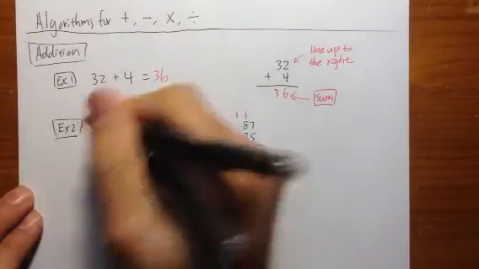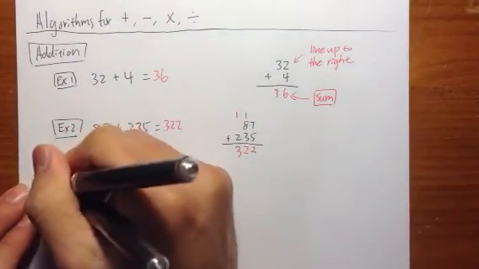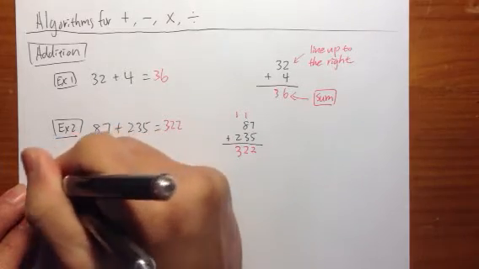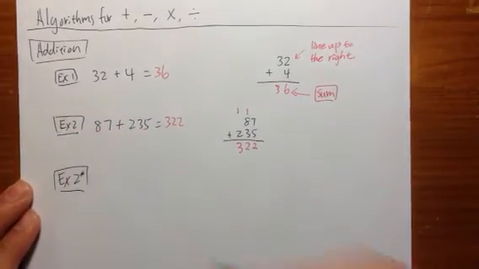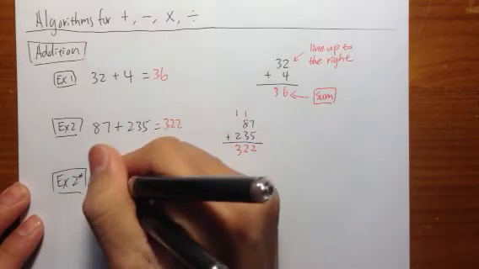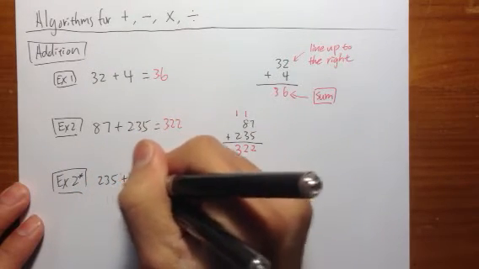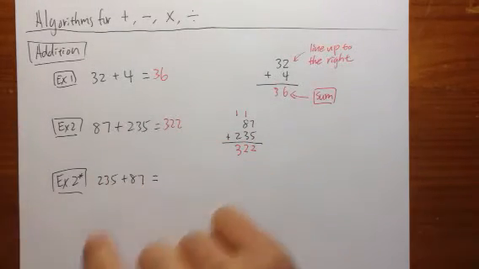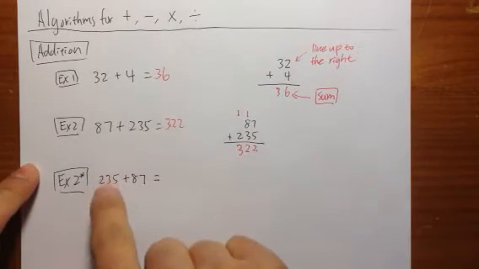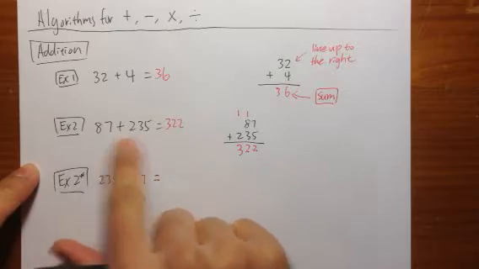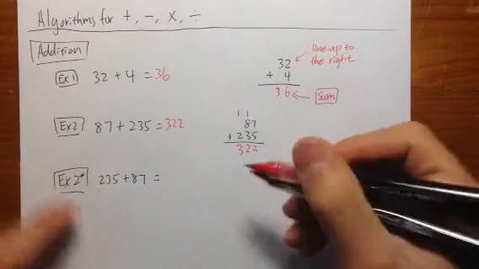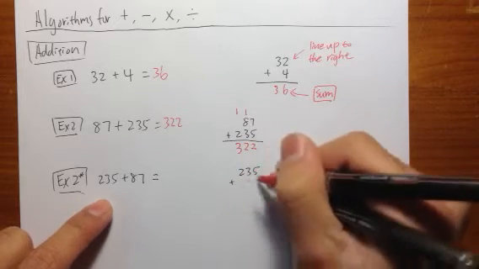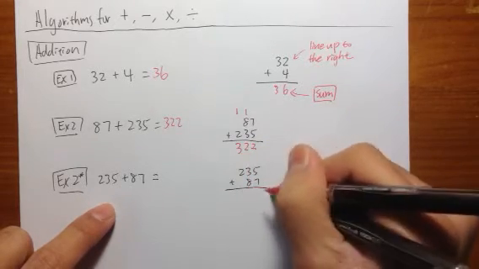And let me change this question backwards a little bit. So let me do example 2 with a star. If I want to do 235 plus 87, I just changed the order of example 2. So you can just put 235 on the top plus 87 on the bottom.